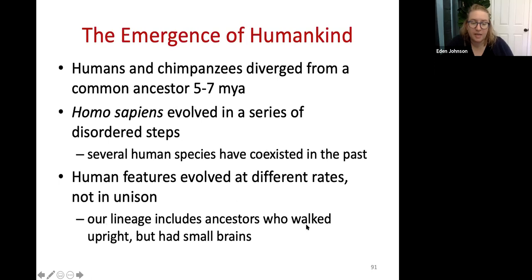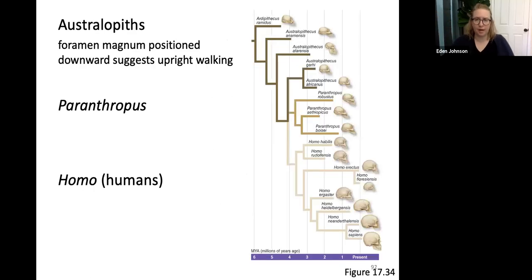So human features evolved at different rates, not in unison. So our lineage includes ancestors who walked upright, but they had small brains. So these hunter-gatherers that were max 4 feet tall, a lot of differences through the course of human evolution. All right, so here in this darker brown are the Australopiths, okay? The Australopiths have this foramen magnum that is positioned downward, which suggests this upright walking.